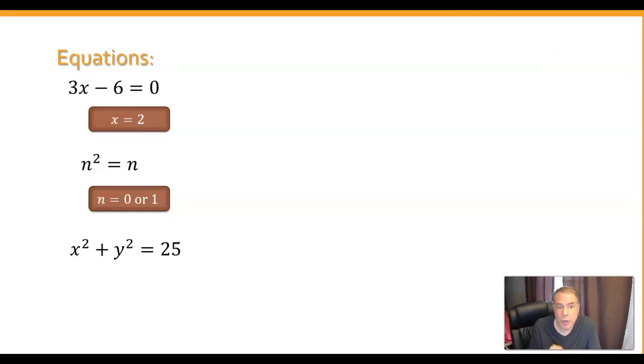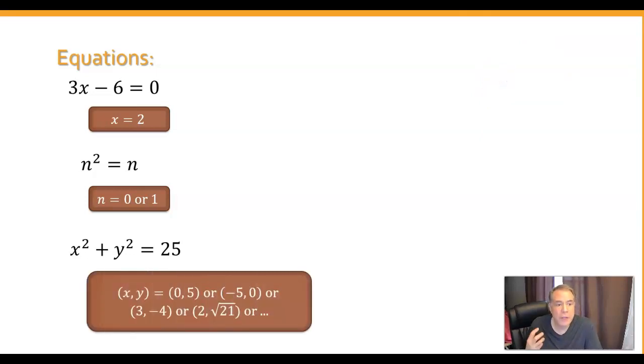For x squared plus y squared equals 25, there are many possible solutions. They're all pairs of numbers, a number for x and a number for y to go with it, that make the equation true. You could have 0 for x and 5 for y, or negative 5 for x and 0 for y, or 3 and negative 4, or 2 and the square root of 21, or there are infinitely many possibilities. They all form a circle of radius 5 centered at the origin. So anyway, those are the kinds of equations you're used to from basic algebra.